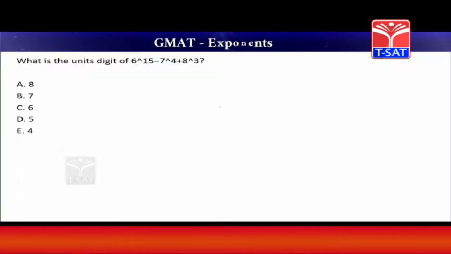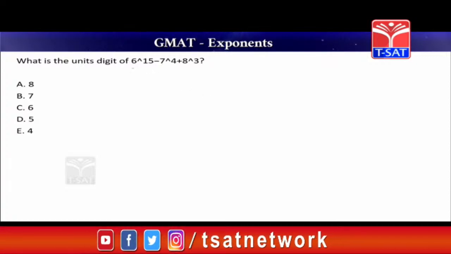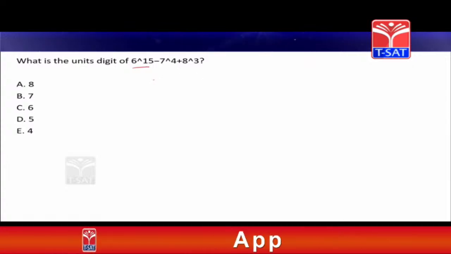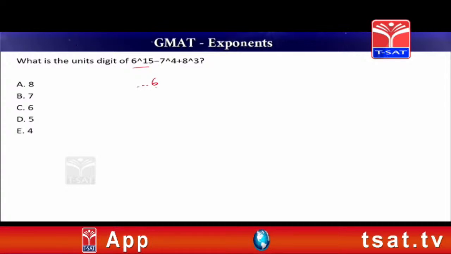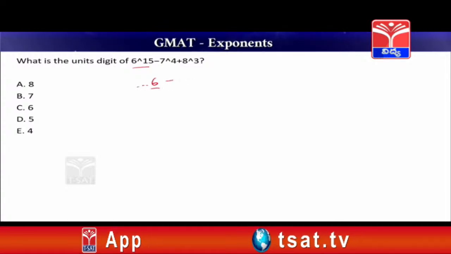Let's see the next question. What is the unit digit of 6 to the power of 15 minus 7 to the power of 4 plus 8 to the power of 3? As we have seen, 6 has cyclicity of 1, thus 6 raised to anything will give you 6 as its unit digit. And 7, we just saw the table.